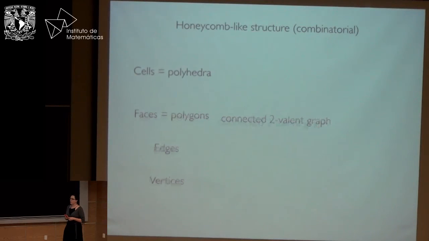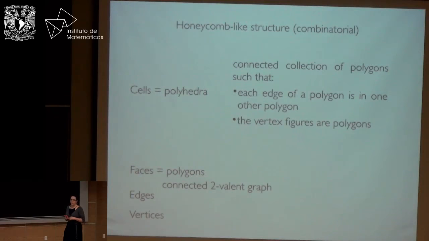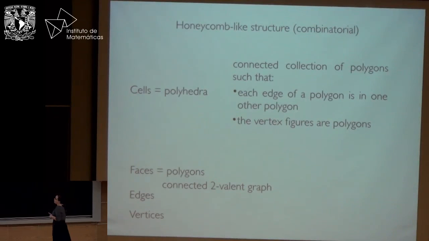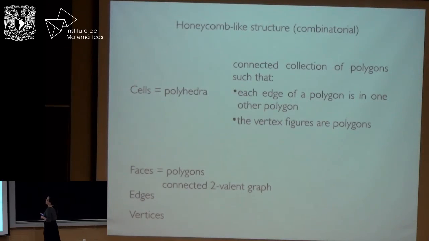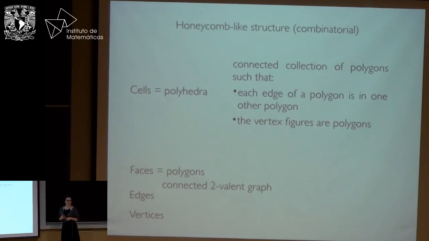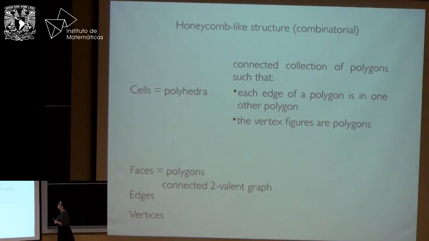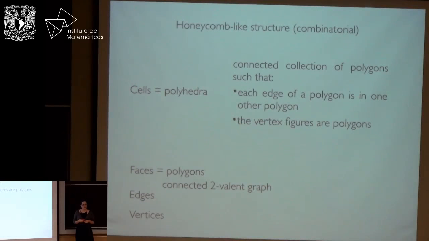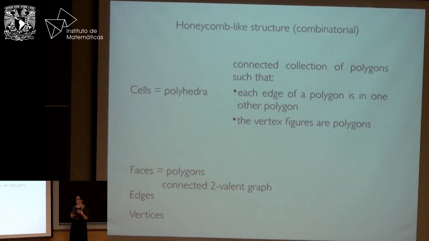And the definition that I'm going to use right now is a really combinatorial one. So I'm going to think of a polyhedron as a collection of polygons that satisfy two properties. The first one is that each edge of the polygon is in one other polygon. And the second one is that the vertex figures of the polyhedron are polygons. And what is a vertex figure?